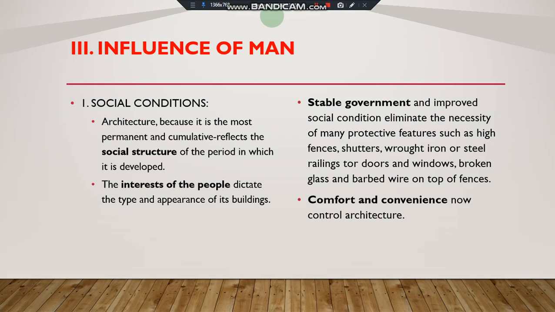Next is the stable government. So what is a stable government? It is the mechanism through which the human needs of the populations are largely met, or wherein some government function or element is security. So stable government and improved social conditions eliminate the necessity of many protective features.